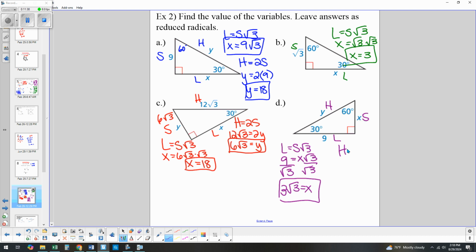And now I could use happy to sleep. So y goes in for h. I just got 3 root 3 for my short side. I can only multiply the like parts. So I can multiply the 2 by the regular 3 to get 6, but I can't touch the square root of 3. So that's stay.